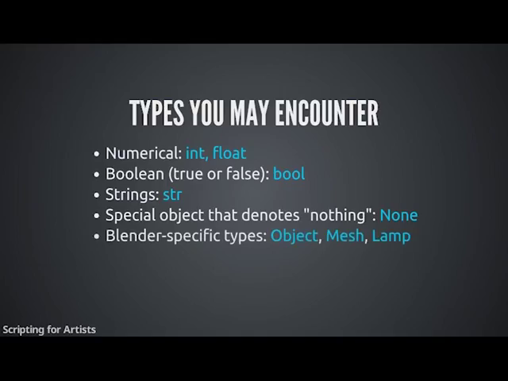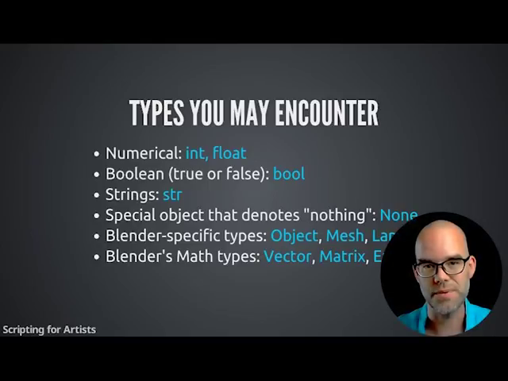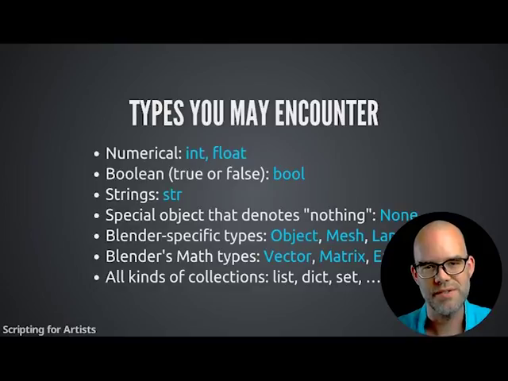Other types that you will encounter are Blender-specific ones, like object and lamp and camera, mesh, that sort of thing. And then there are the Blender math types, which are vector, matrix, Euler, and some other ones. And you've also seen a little bit of these. For example, the location of an object is a vector. And then there are the collections, so they contain multiple values. And there are lists, dicts, sets, and other types. And we'll look at that in more detail in the next video.